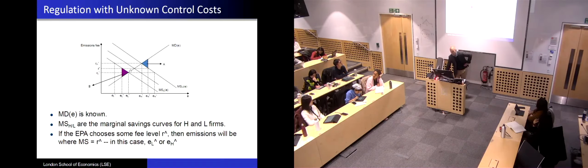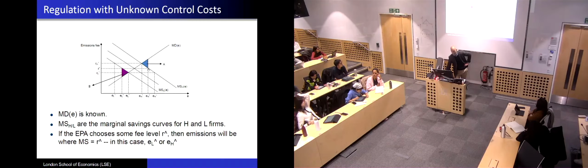If this is the tax rate, they will decide how much they want to abate. So they're going to go here. This is the marginal abatement curve, or the marginal saving. Here it's cheaper to abate than to pay the tax. It's cheaper to abate all the way to this point here, to R hat. Above this point, it doesn't make any sense for them to abate. It's better to pay the tax.